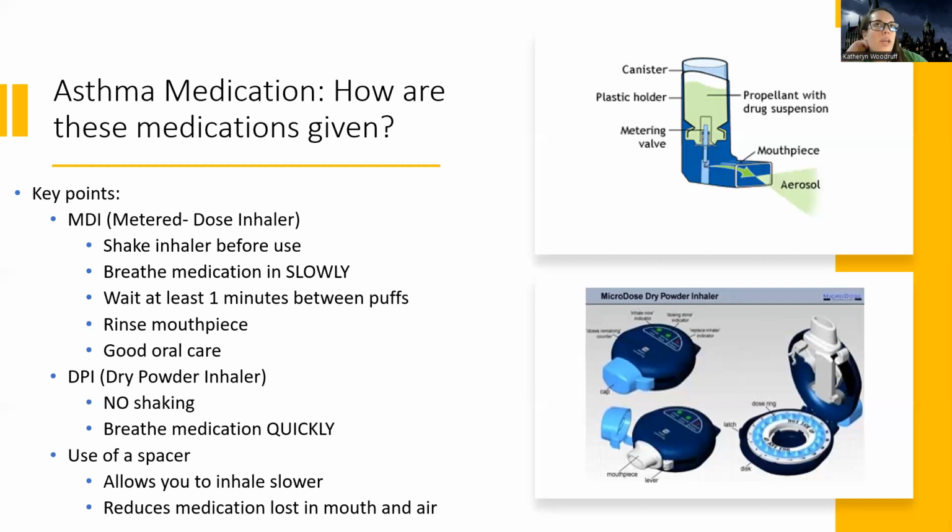And the spacer I was talking about before can help to decrease your risk of thrush. It allows you to inhale slowly. A lot of people just can't coordinate, especially as people get older, they struggle to coordinate pushing and then taking a slow, deep breath. So it effectively is like a tube that goes in your mouth, and the medicine stays in that tube, so you can slowly inhale, so you don't have to worry about coordinating so much. And it reduces the medication that's lost in your mouth and also in the air. Super helpful.